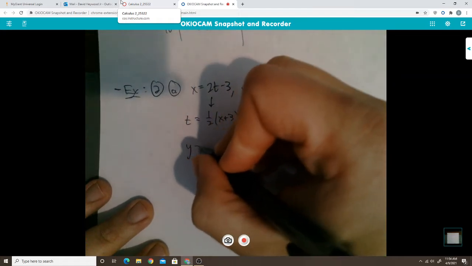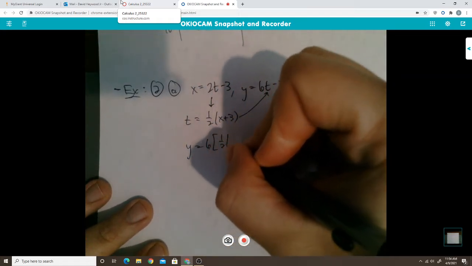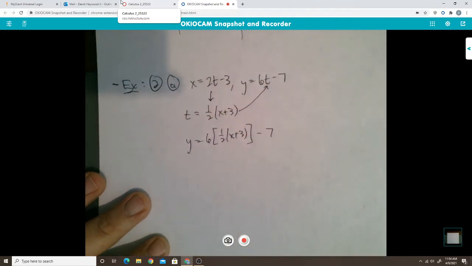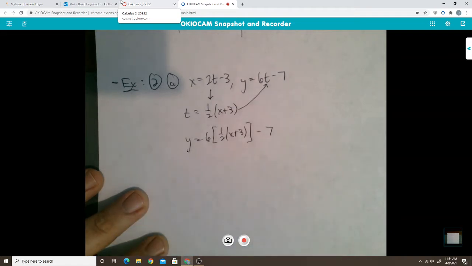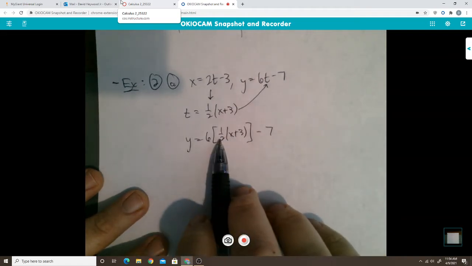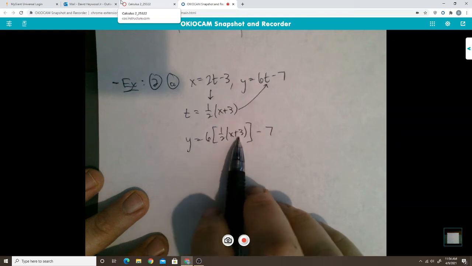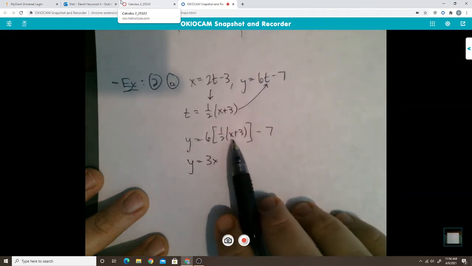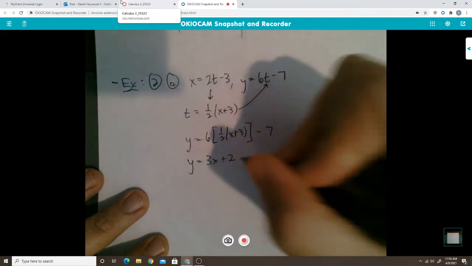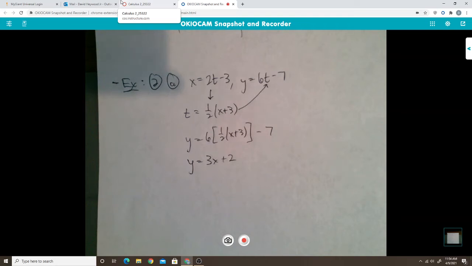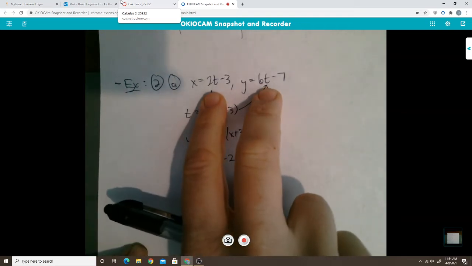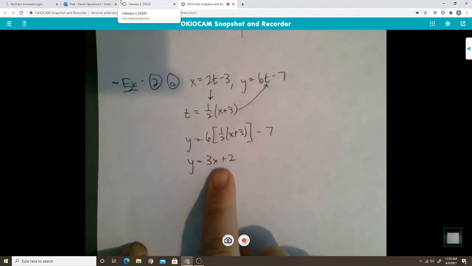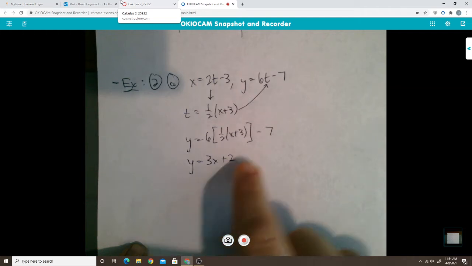And so I get y equals 6 times 1/2 times x plus 3, minus 7. 6 times 1/2 is 3. So I would have 3x plus 9. And then 9 minus 7 is 2. So I really have 3x plus 2 at the end of the day, right? Oh, so there you can see that this parametric equation that we've started off with is really just a line, right? It's a line with slope 3 and y-intercept 2.